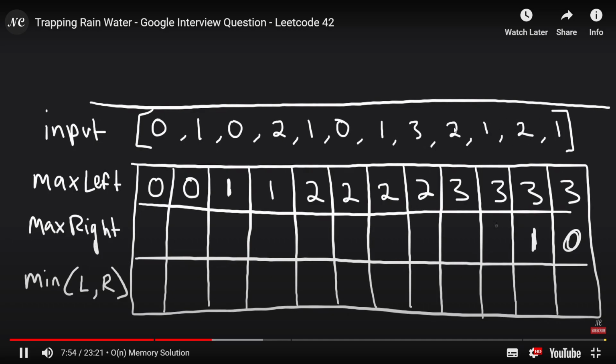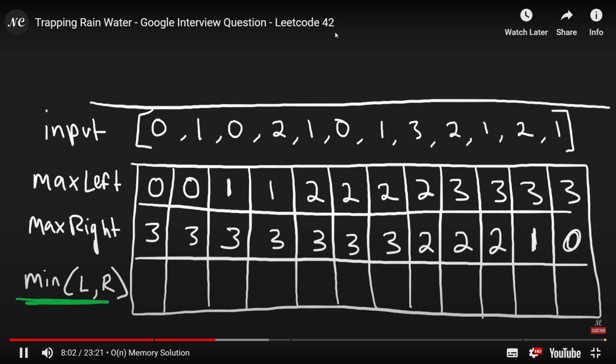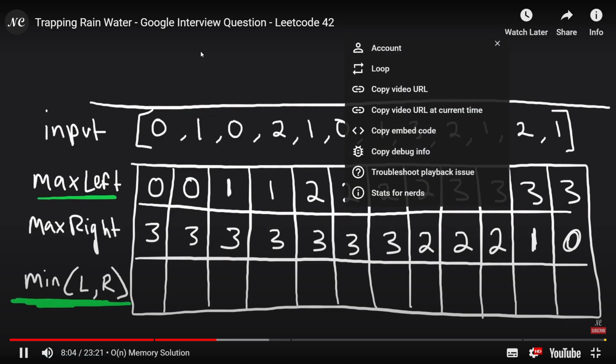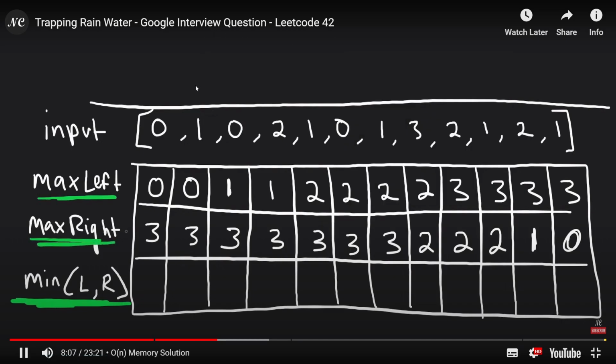Now it's going to be 2. And now we got to a 3, so the max right height for the remainder of this is just going to be 3. And remember, we actually need to take the minimum of the max left and the max right for every single position, right? So for this position, we want the minimum of these two values. For this position, 0, we want the minimum of these two values, right? Because the minimum is going to help us determine how much water we can trap in this position, right?